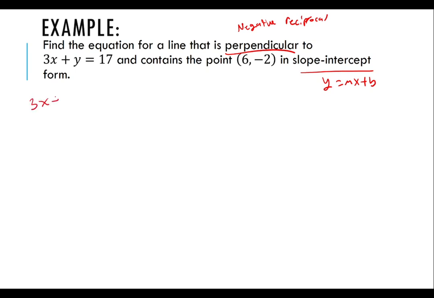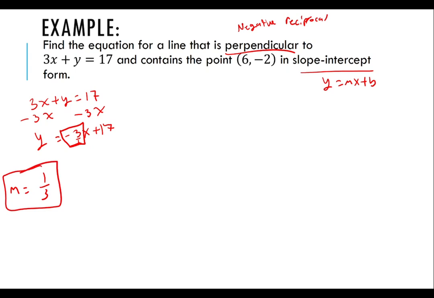If I've got 3x plus y is equal to 17, I need to solve for y, so minus 3x, y is then equal to negative 3x plus 17. Now the only thing we care about here is this slope, negative 3. But that's not the slope we need, we need the perpendicular slope. So we're going to reciprocate it. If it's negative 3 over 1, that's the same thing as reciprocated 1/3, and then we change the sign from negative, so we change it to positive. So this is actually the slope we want. M is equal to 1/3.